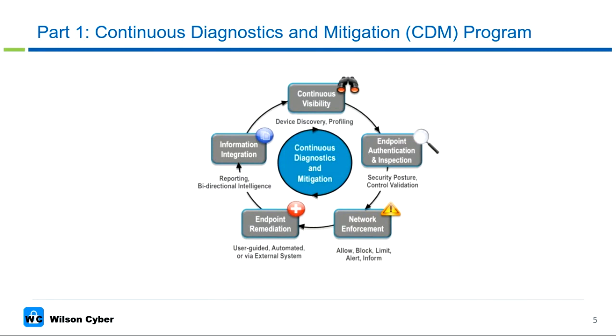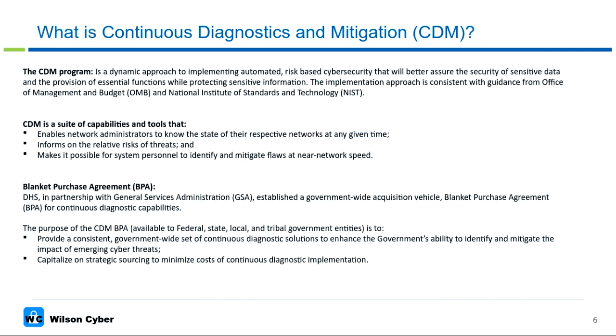And finally, information integration is where we report and measure how well we're doing with our continuous visibility program. So it's a continuous life cycle, continuous diagnostics and mitigation of discovery, protection, enforcement, remediation, and integration through dashboards. So it's a continuous circle on how we have continuously applied our cybersecurity controls to our most critical assets.